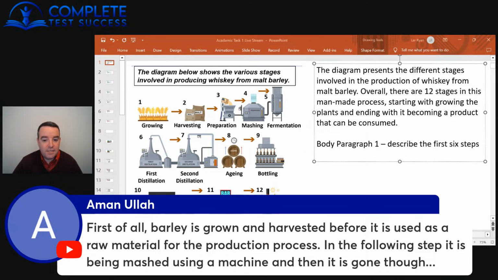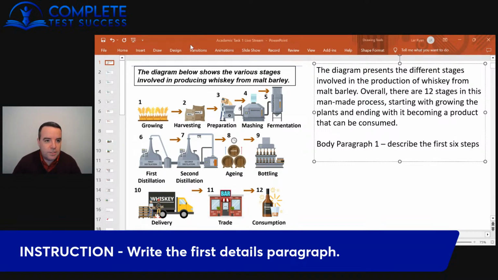But what you will find is that you're using a lot of passive structures. As you can see here, it is grown, it is harvested, it is mashed. So you're right to use passive structures. But we would just use present simple for most of the essay. Okay, so I see you have 2 parts to your answer there, Aman. So I'm just going to take yours, add it to the screen, and then I'll make the necessary changes. So this is our body paragraph 1.